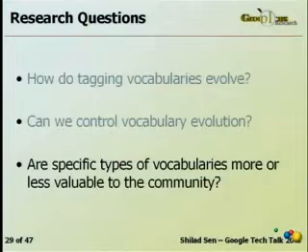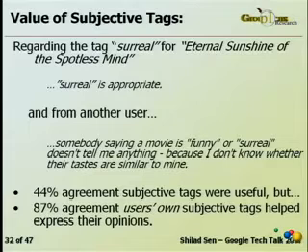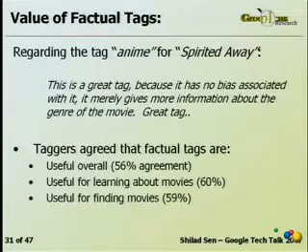All right, so we've seen that users are influenced by the tags they see. We've seen that different types of vocabularies can evolve, and now we want to know whether different types of vocabularies have different values. So the way we did this was by asking users a survey about particular tag applications. So we asked them a bunch of questions about the tag phone booth for the Matrix, for example. And I'm going to summarize the results for each of our 3 tag classes.